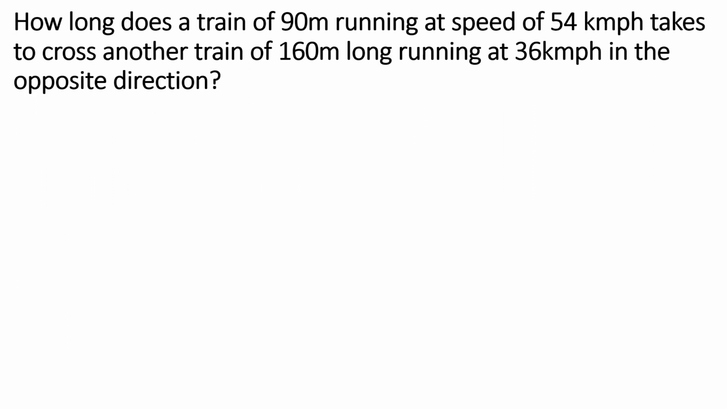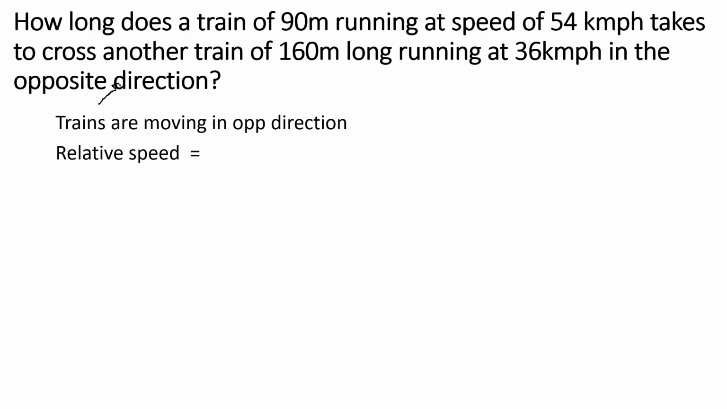Next problem. How long does a train of 90 meters running at a speed of 54 km per hour take to cross another train of 160 meters long running at 36 km per hour in the opposite direction? So trains are traveling in opposite directions. Therefore, their relative speed will be the sum. That means 54 kilometers plus 36 kilometers. So 54 plus 36 is equal to 90 kilometers per hour.